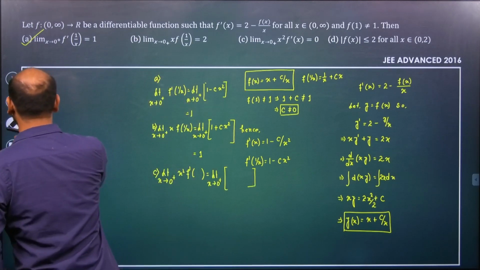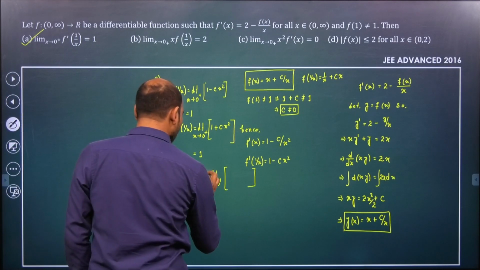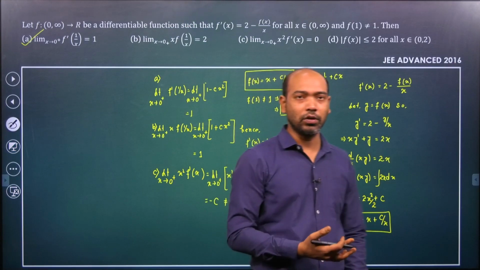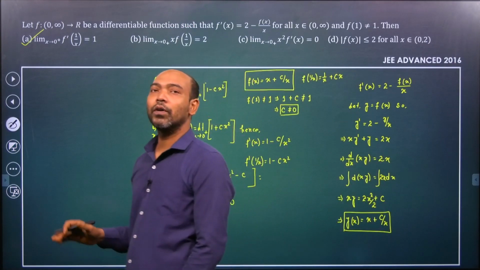So I just changed that. I see it as 1 by x. So f dash of 1 by x: x square, if I multiply, I should multiply it here. So it became x square minus c. Now as x tends to 0, it gives me minus c, and it's definitely not equal to 0. So therefore option C is definitely a false option, right? That's it. Now go for the last one.